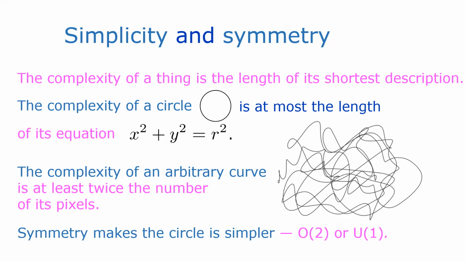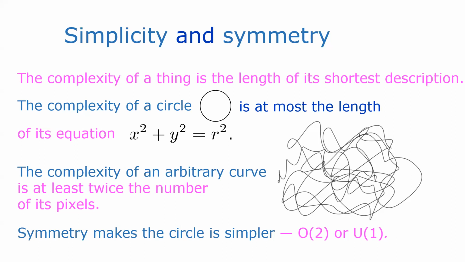Anyway, he was quite remarkable, and one of the things I learned from his talk was what complexity was. The complexity of something is the length of its shortest description. That's an appropriate measure of complexity. So, for example, the complexity of a circle is at most the length of an equation like this, x squared plus y squared equals r squared.